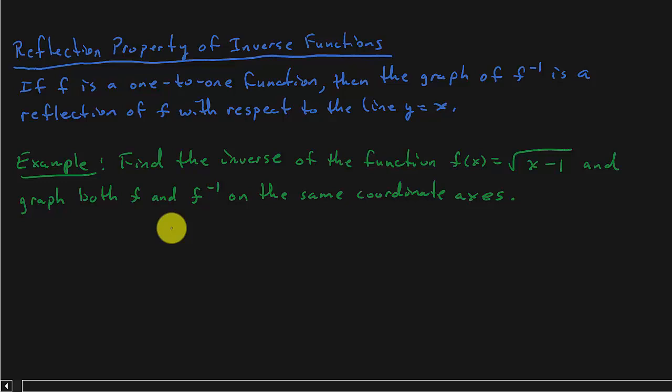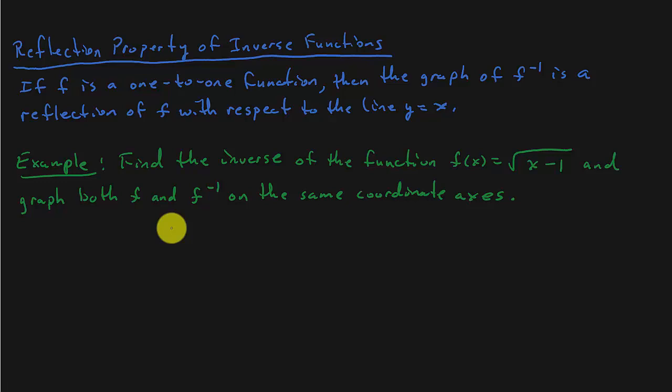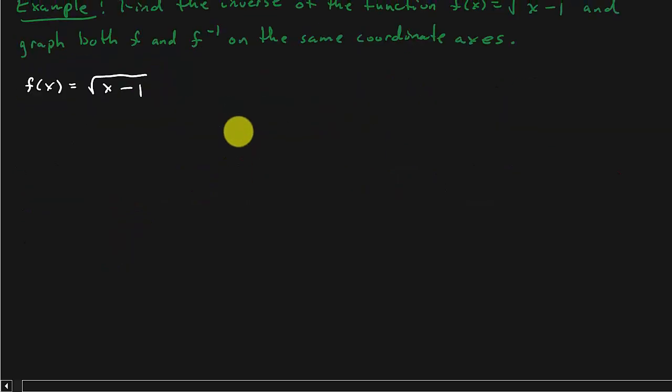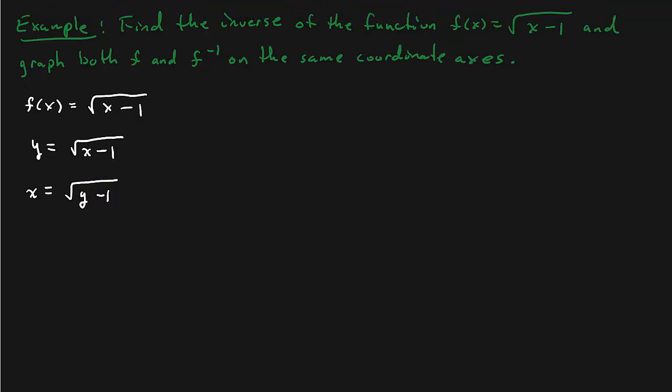All right, so first let's just start out by finding the inverse. So I have f of x is equal to the square root of x minus 1. All right, so I've got y equals square root of x minus 1. And then I'm going to interchange the x's and y's. So x equals square root of y minus 1. All right, and then we have to do what?